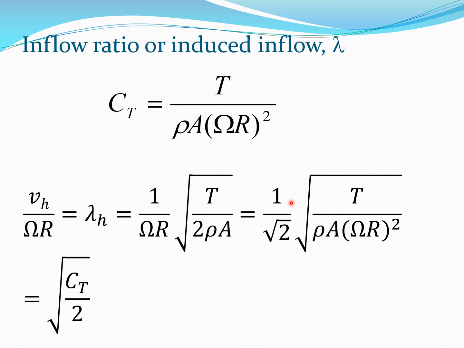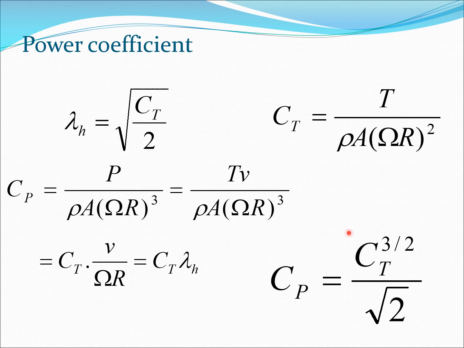We drag the 1 by root 2 out of this square root and we bring this rotation speed term inside, and immediately we see that this is Ct, and therefore I can write lambda h equals root Ct by 2. This is a very important formula worth remembering if you are in the rotor area. So lambda h equals root Ct by 2, and Ct equals this expression here.